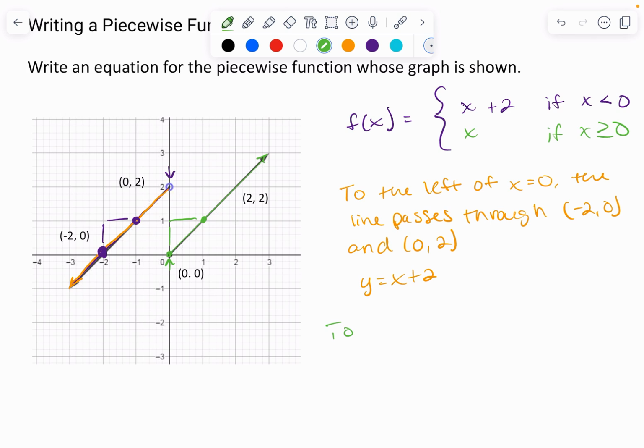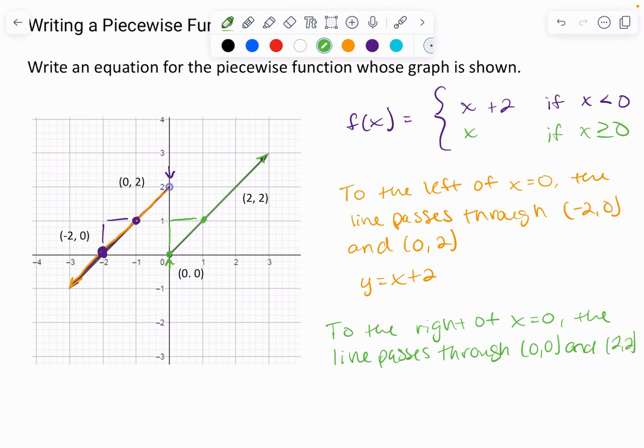And then to the right of x equals 0, we have the line that passes through 0, 0, and 2, 2. So again, even if I couldn't see where my y-intercept was, we could find slope with those 2 points, and then we could use one of those points and our slope and find the rest of our equation, find our y-intercept.